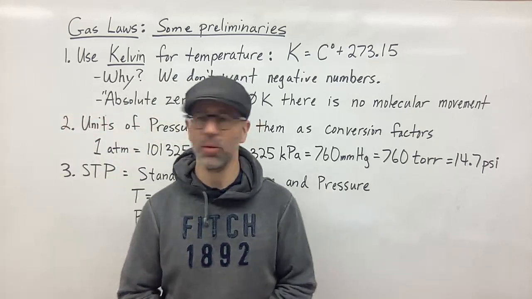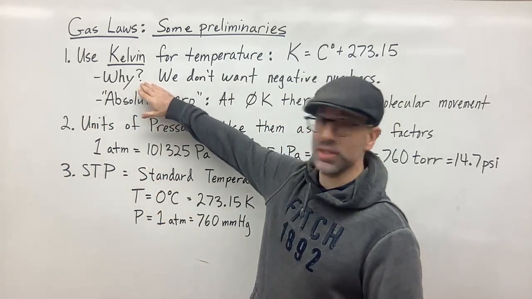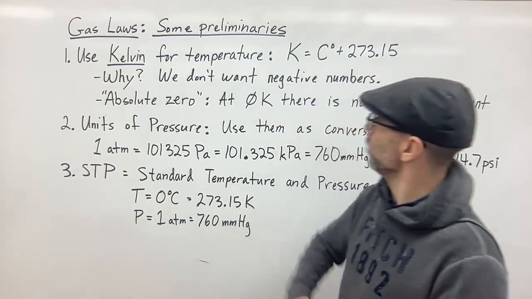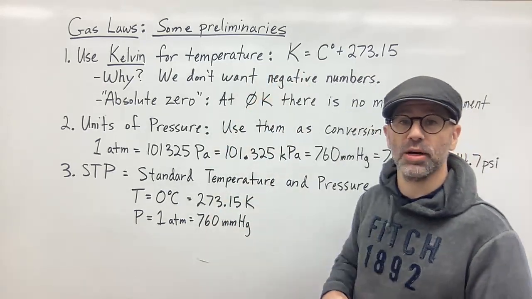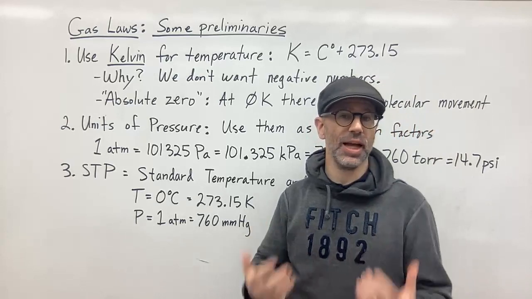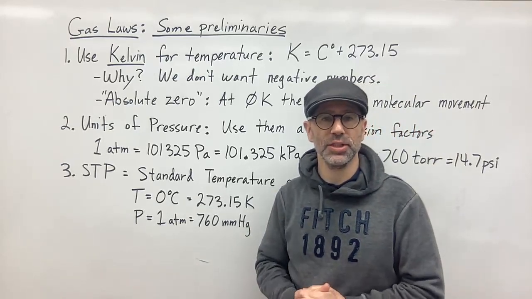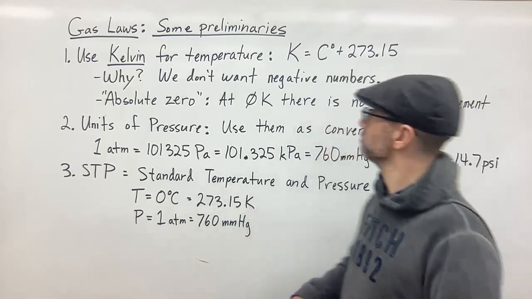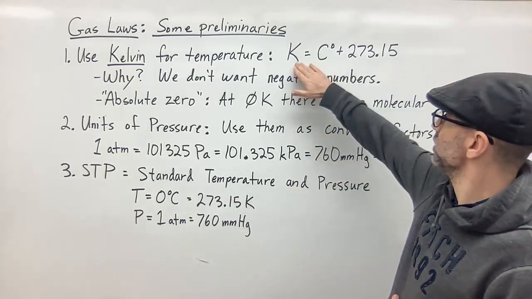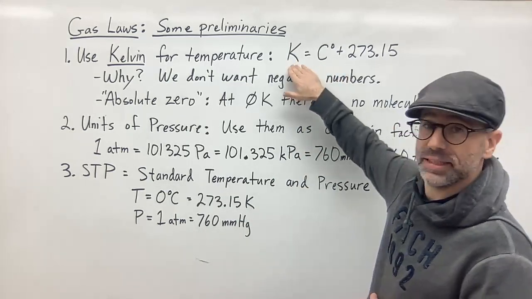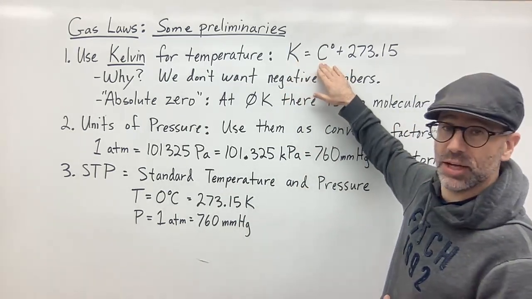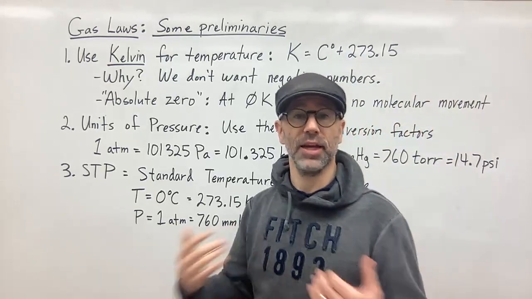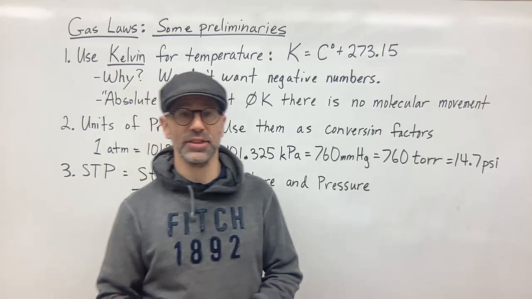The first thing I want to point out is we should always be using the Kelvin temperature scale for temperatures. In a lot of cases you're going to be given degrees Celsius, and you want to convert that to Kelvin when you're using your gas laws. This is the equation you want to use: to get to the Kelvin scale, you take your Celsius value and simply add 273.15 to that number. And then voila, you have the Kelvin scale.